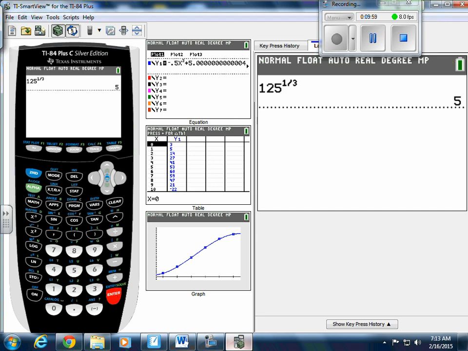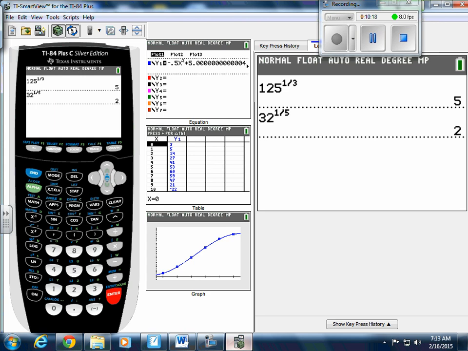It's 5. If it was the 1/5 power, if we wanted to find, let's say, the 5th root of 32, so that's going to be 32 to the 1/5 power. We're going to raise that, and they would give it to us there. Okay? So that's one way to do it.